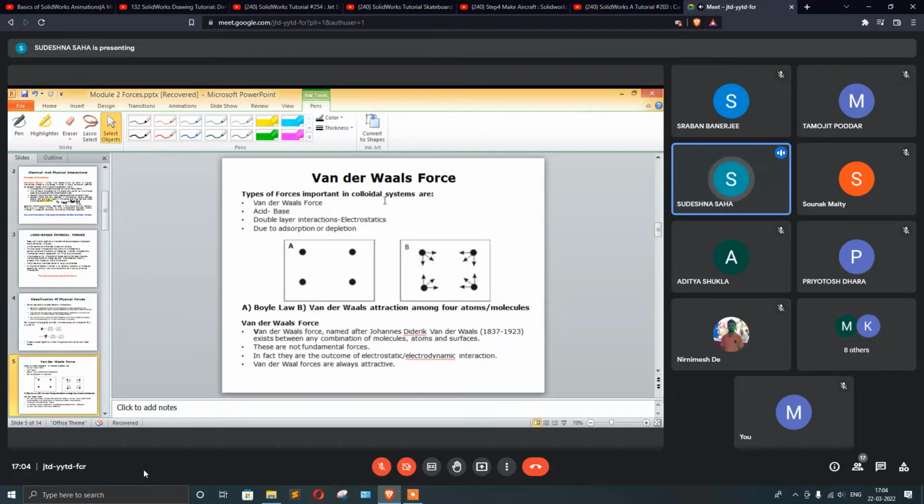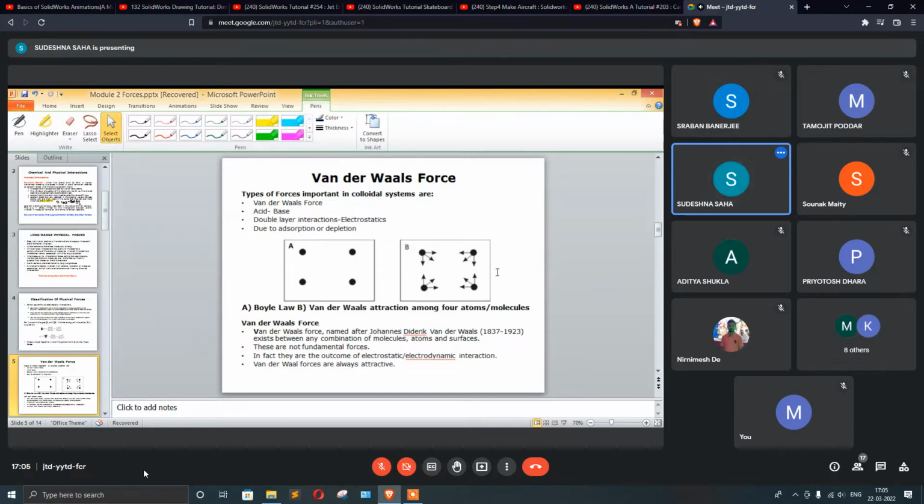That's why we will be mostly talking about the van der Waals forces in this context, and the different types of forces which are very important for colloidal systems are the van der Waals forces. Van der Waals forces are comprised of three different forces that we will be talking about within a couple of minutes. Then there are Lewis acid-base interactions, then double layer interactions, which are also electrostatic in nature, but a bit different from what we have already talked about in terms of the coulombic interactions.